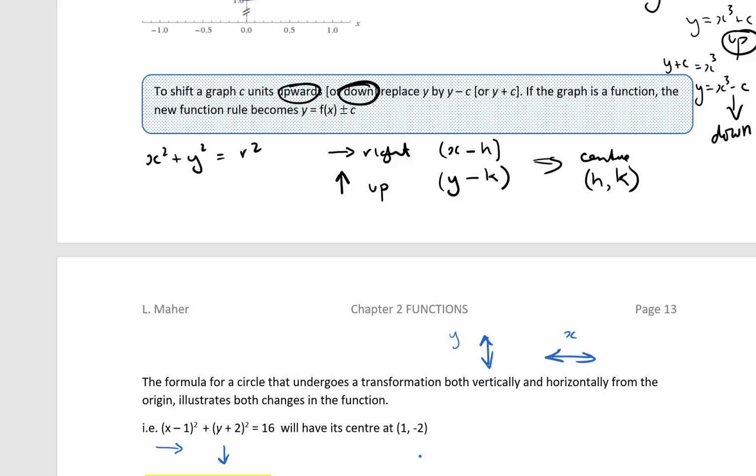I'll stop this video here and talk about the next pattern of change that applies to all functions, and that being reflections.